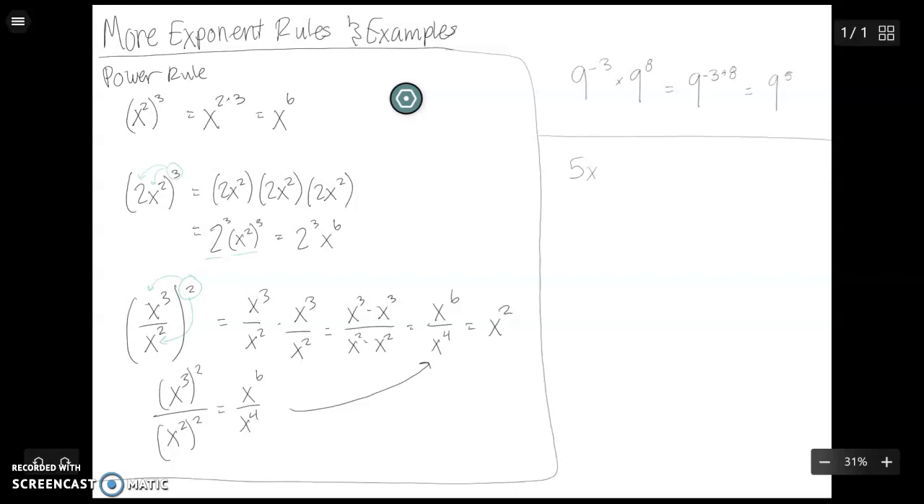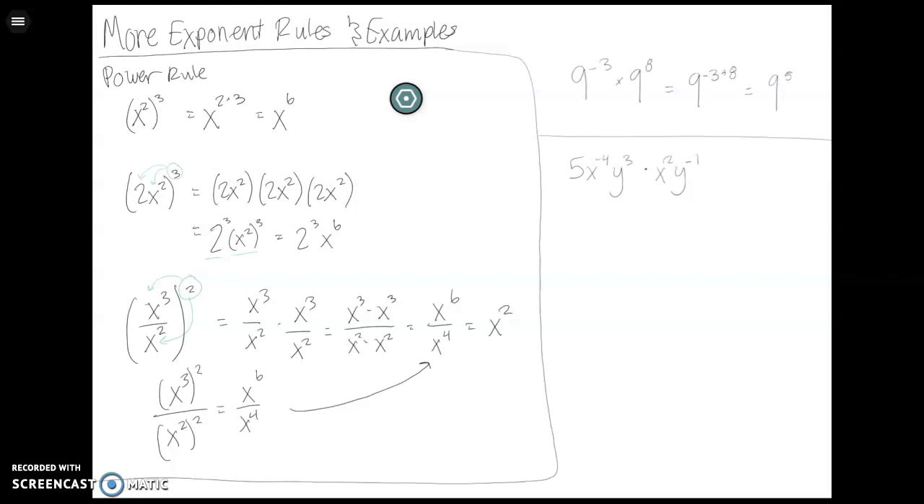So 5x to the negative 4th y cubed times x squared y to the negative 1. Okay, so here we've got a few things going on. We have multiplication happening, we have constants like 5, and we have two variables, x and y. On top of that, we have negative exponents and positive exponents. So first, I am going to combine my like terms.